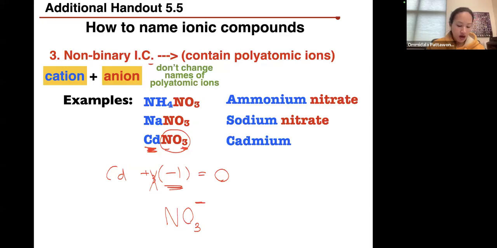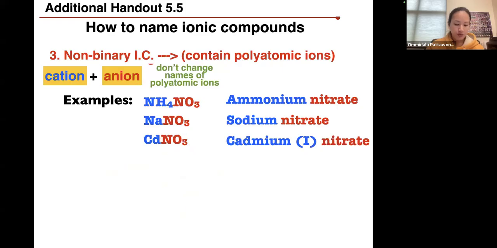So with this being said right here, we see that cadmium comes out to be +1. So therefore our cadmium would be cadmium(I), followed by nitrate, for example. All right, the last one is the hydrate ionic compound.